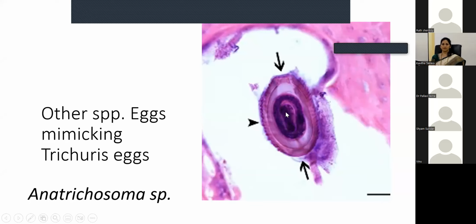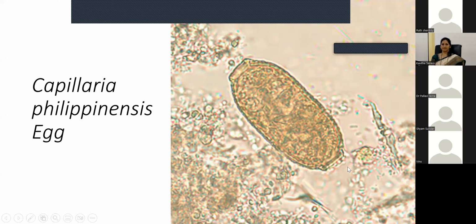And this picture shows Capillaria philippinensis. The eggs are smaller as compared to Trichuris trichiura. The size is around 35 to 45 micrometers, and the width is around 20 to 25 micrometers. They have plugs, but the polar prominences are flattened, and they also have a striated shell. Eggs are basically unembryonated once passed in the feces.